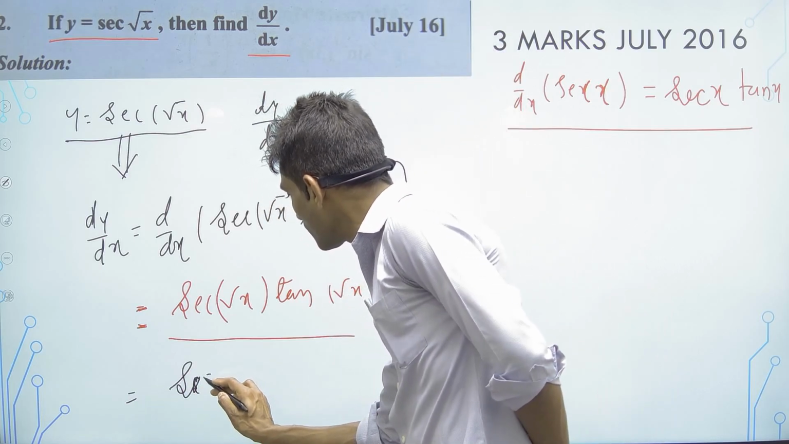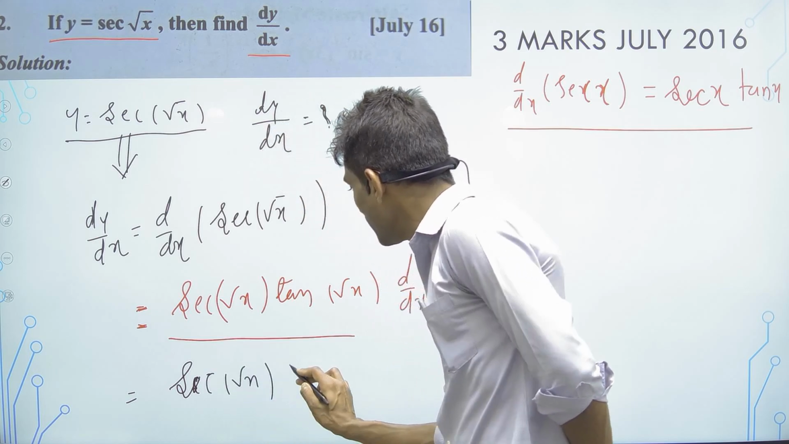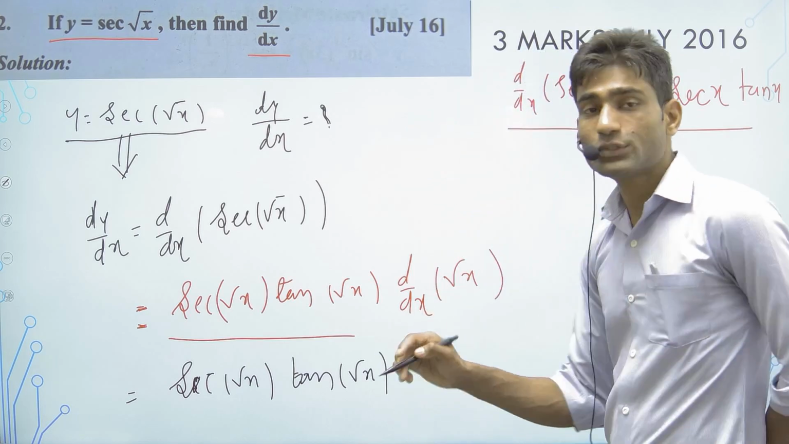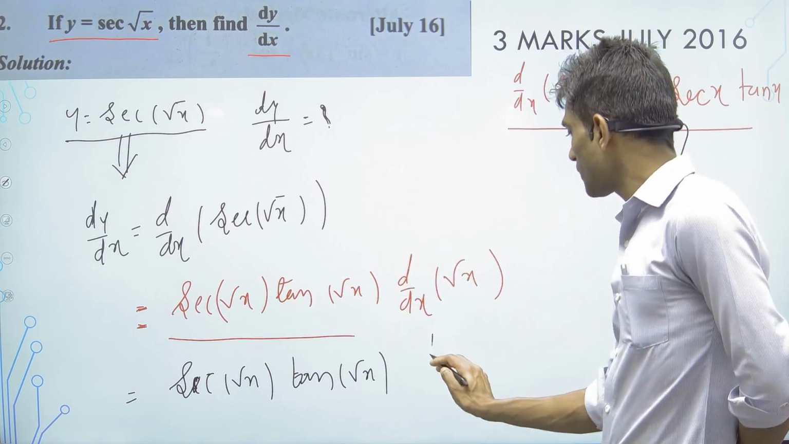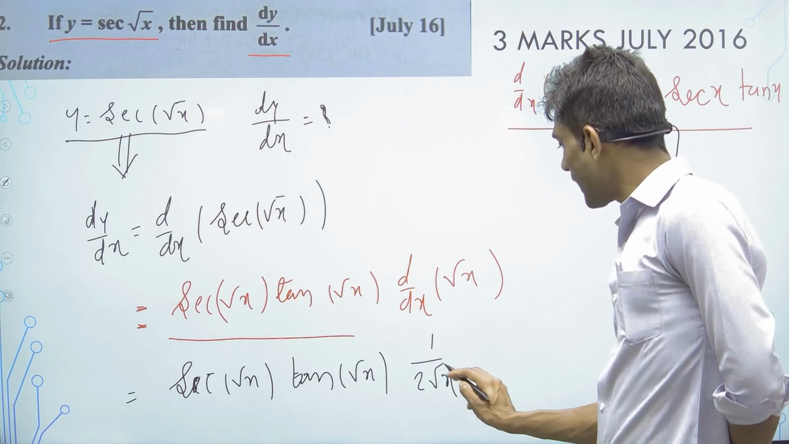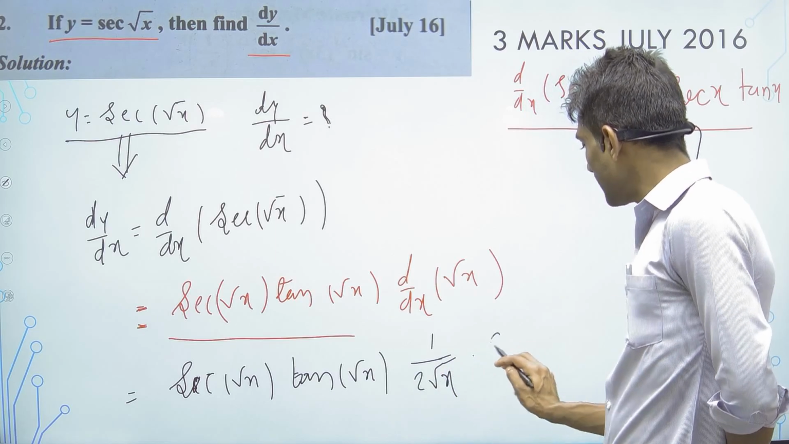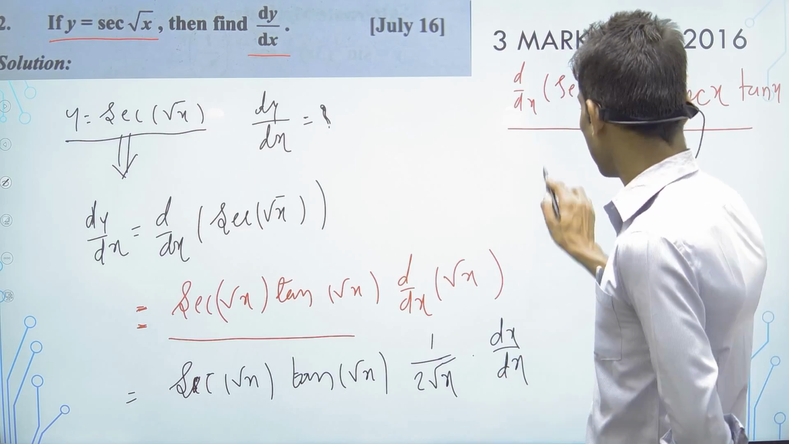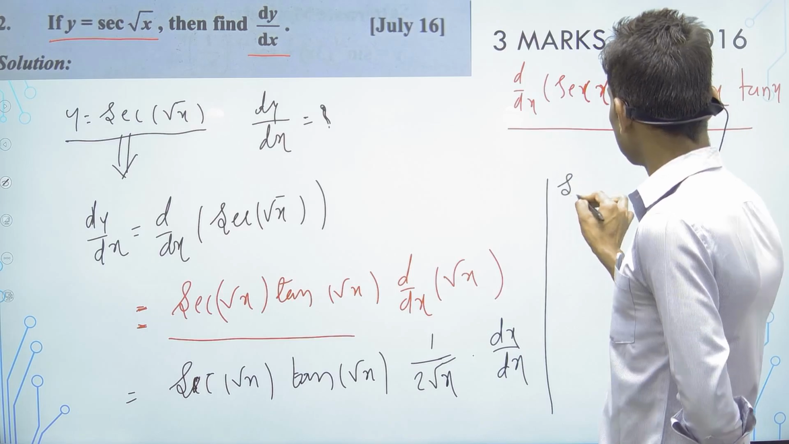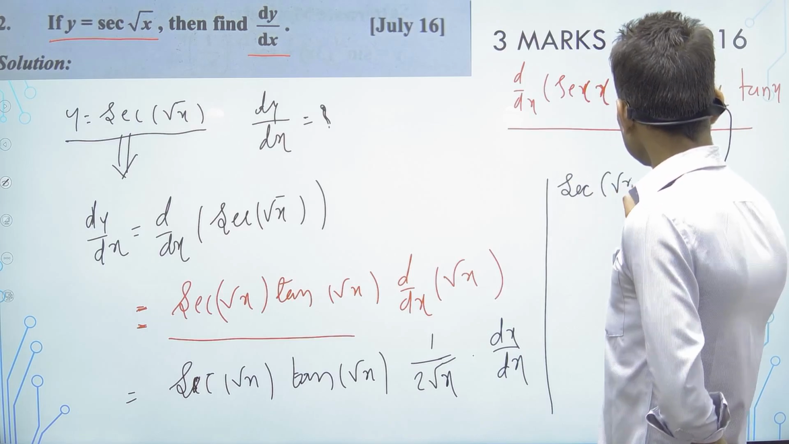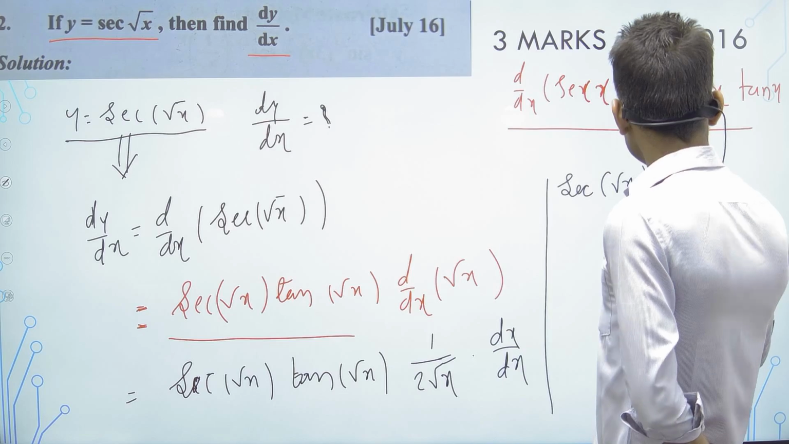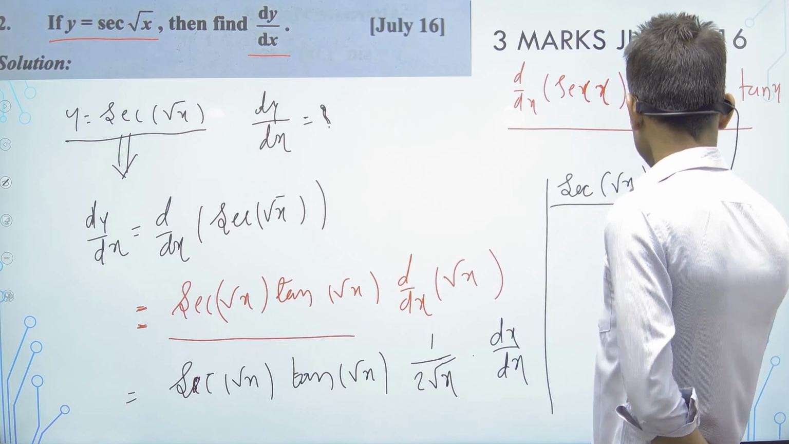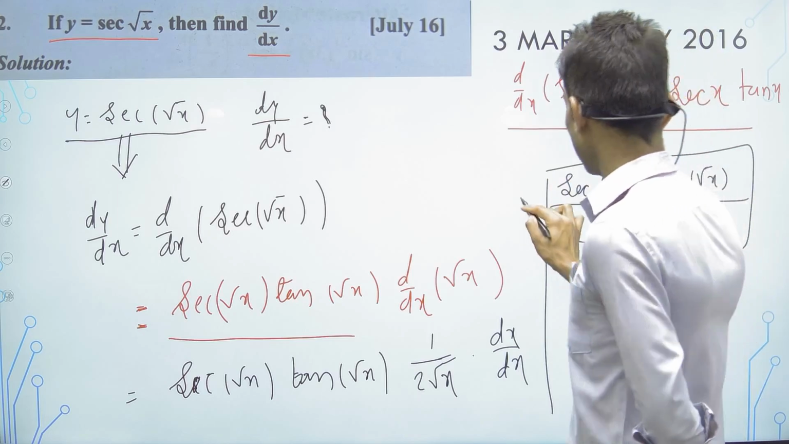So the step remains the same: sec of root x into tan of root x, and the differentiation of root x will be 1/2 times root x. And at the end we differentiate that x with respect to x, which gives the value 1. So our required answer is sec of root x tan of root x multiplied by 1 over 2 times root x. This is our required answer.